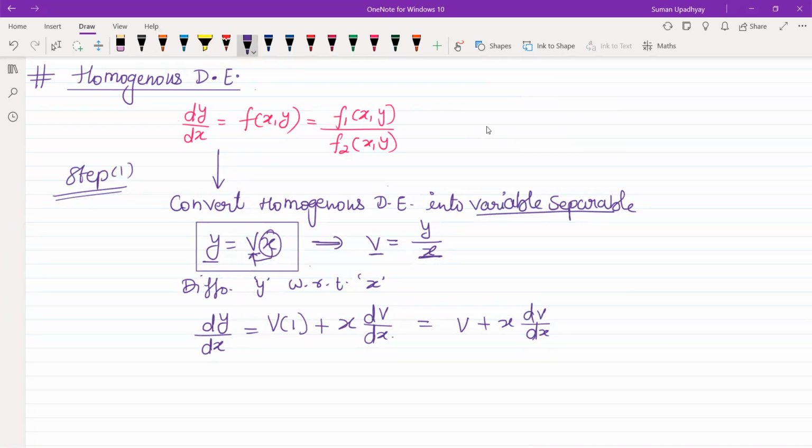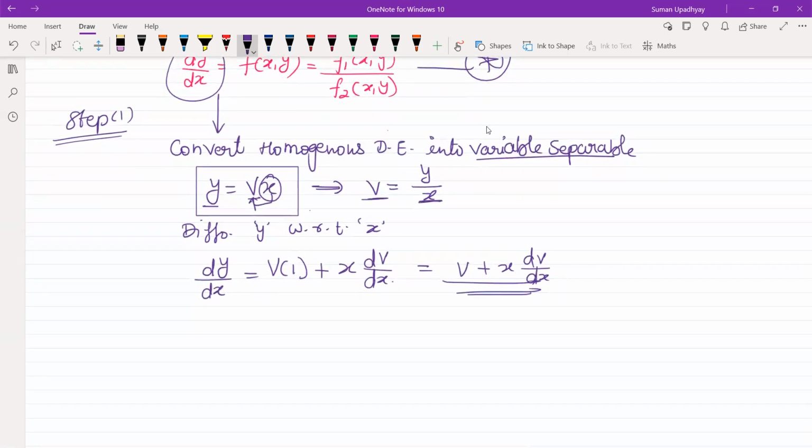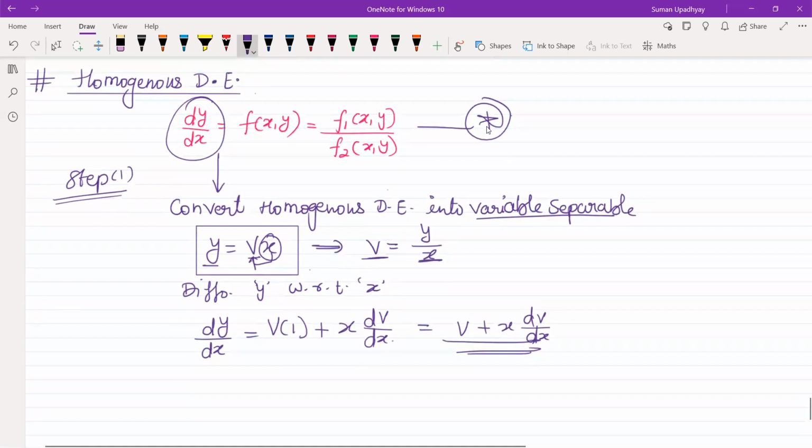Also remember v is not a constant. v is what? y upon x. It is also a function of x and y. So when you differentiate y with respect to x, because you have to replace dy by dx also, you will get dy by dx equals v plus x dv by dx. So substitute this here, and then solve it by the variable separable method, and the final answer should not contain v in it. You will replace v by y by x. Have you understood the explanation of homogeneous differential equation?